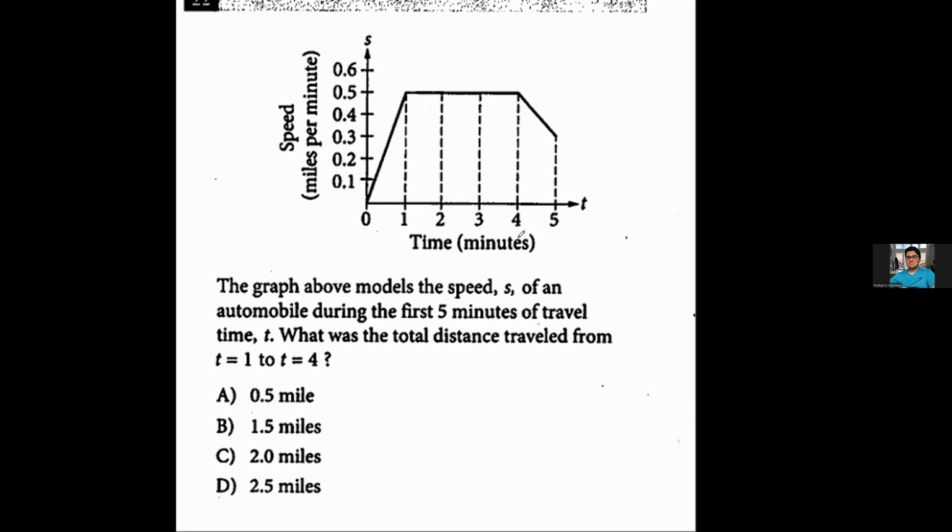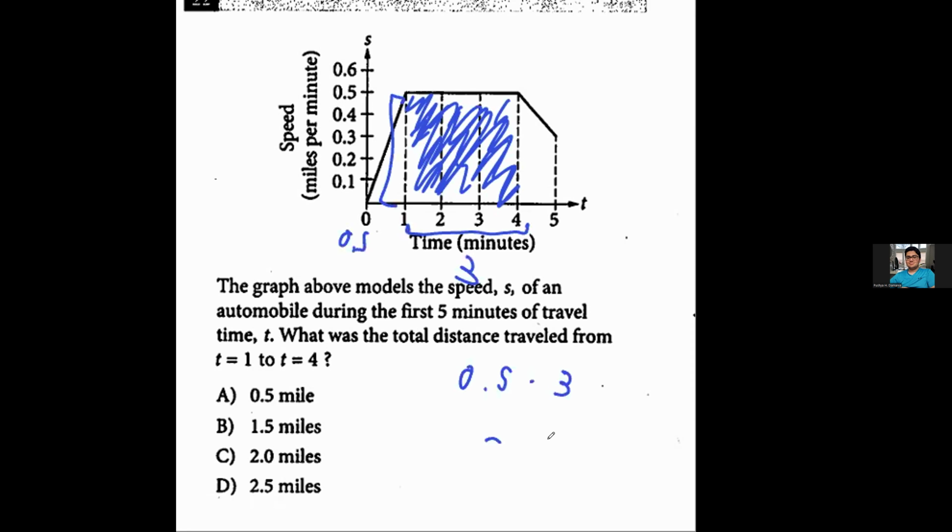So in this case, to find distance when we're given speed and time, well, the distance is just the area under the speed and time graph. We're asked from 1 to 4, so we just have to find the area of this, and this. To find the area of that, we have a change of 3, and we have a height of 0.5. So we take 0.5 times 3, which is equal to 1.5. So the correct answer is choice B.